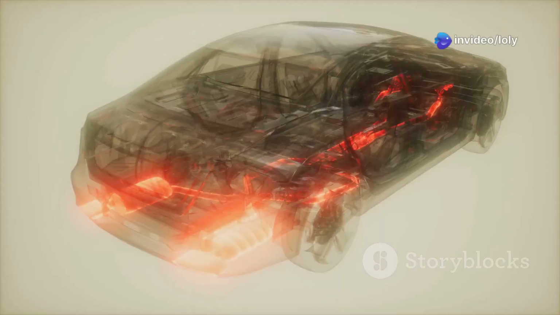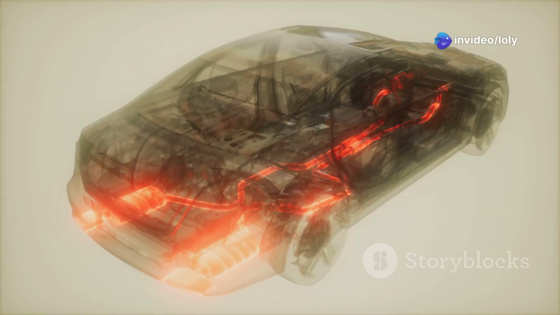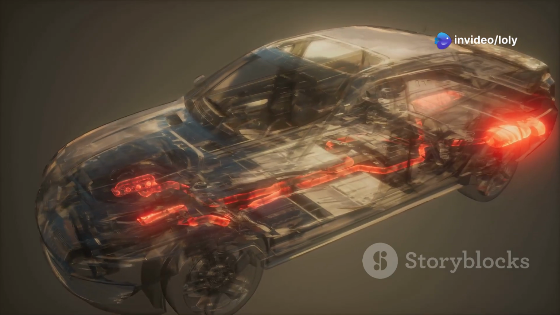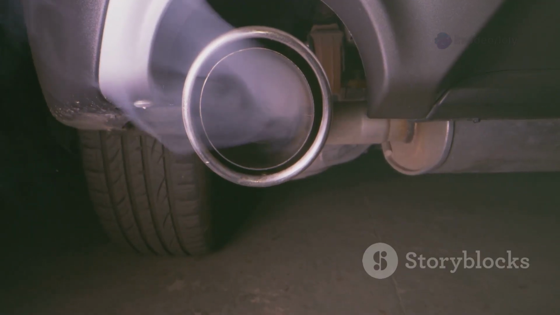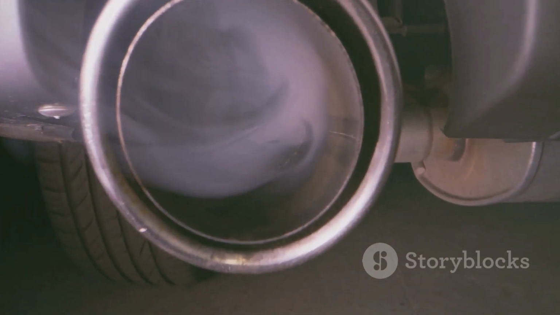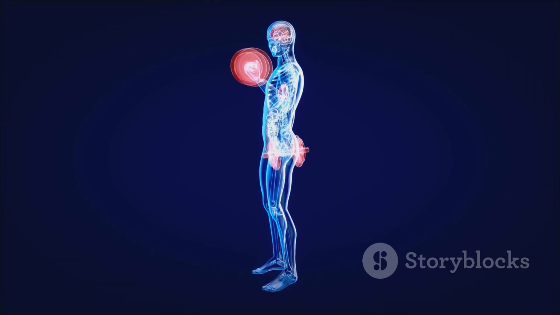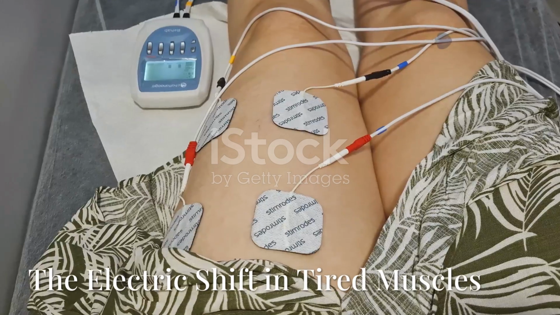Think of it like this. Imagine your muscles are like a car engine. Lactic acid is like exhaust fumes. As the engine works harder, it produces more exhaust. If too much exhaust builds up, it can choke the engine and cause it to stall. Similarly, too much lactic acid can hinder muscle performance.